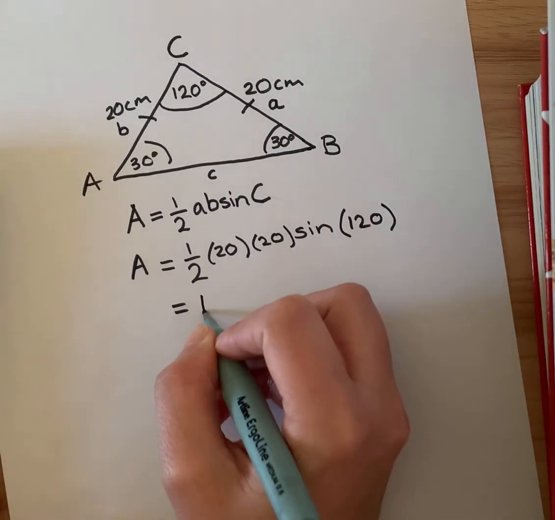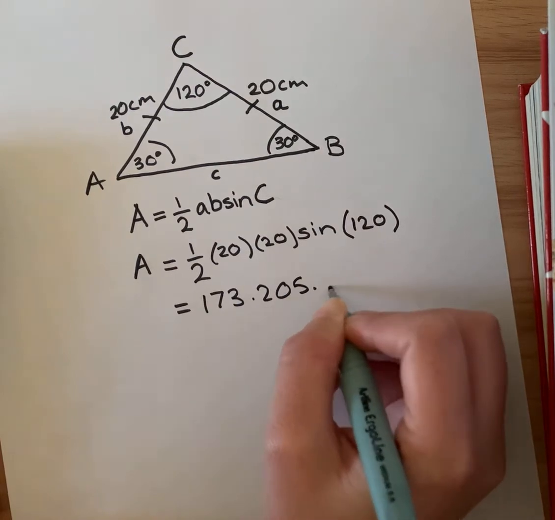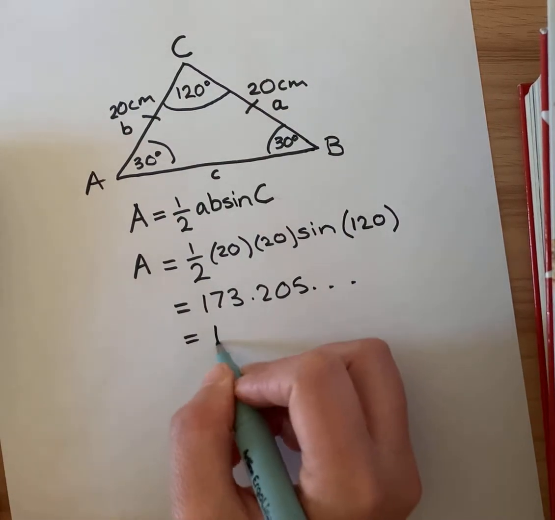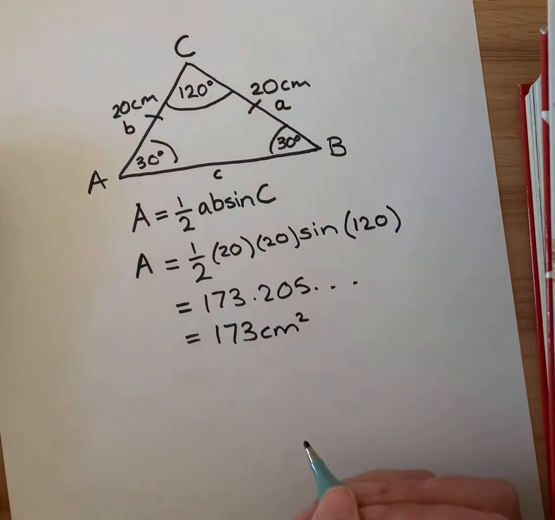And our result is 173.205, and it says our answers to the nearest square centimeter. So it's 173 square centimeters, and that's B.